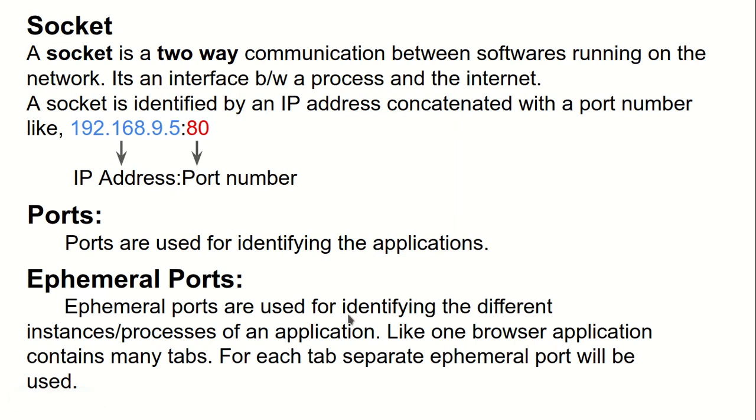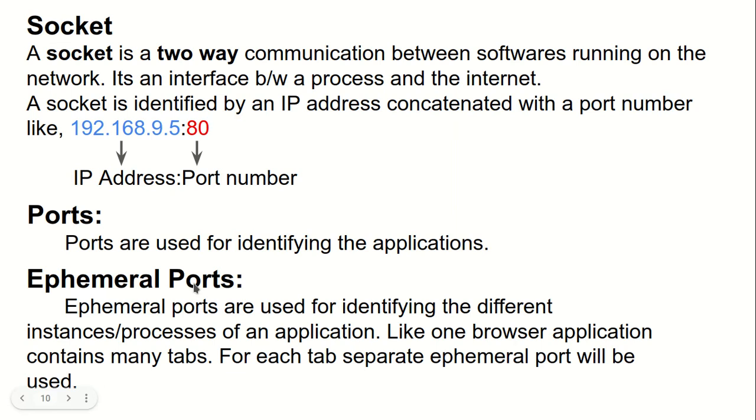This part of an application sends a request to another computer, because one application may contain different parts through which requests are made. Like one browser application contains many tabs. For each tab, a separate ephemeral port will be used. The first tab sends a request, or a second tab sends a request, and this will be identified by ephemeral ports.